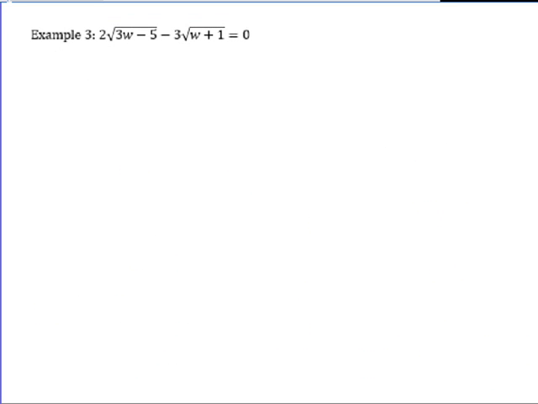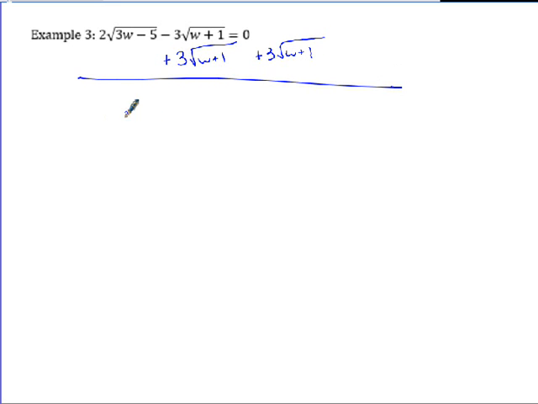Sometimes we will have equations that have 2 radicals, and when that happens, what we want to do is kind of set them equal to each other. So I'm going to move this whole thing, 3 square root w plus 1, over to the other side. Okay, so now I've got 2 square root 3w minus 5, and that is equal to 3 square root w plus 1. And then to get rid of these square roots, I am going to square both sides. Now when I square these, the squared and square root get rid of each other, but I have to make sure to square this coefficient.